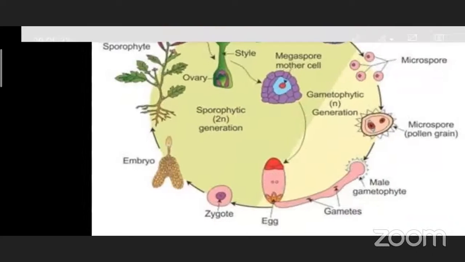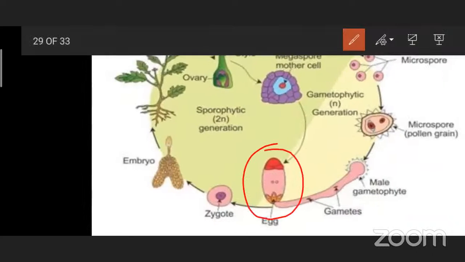That is called the embryo sac. Each embryo sac is formed by meiosis. Each cell of the embryo sac is in haploid condition.